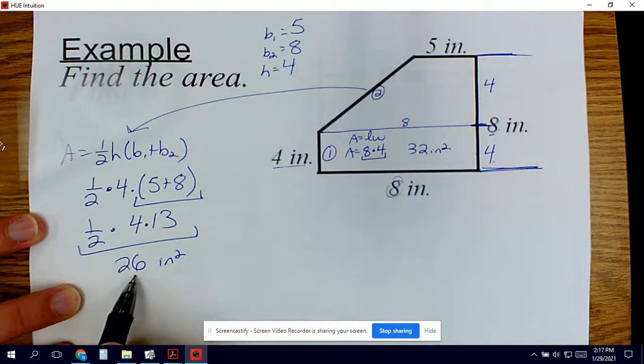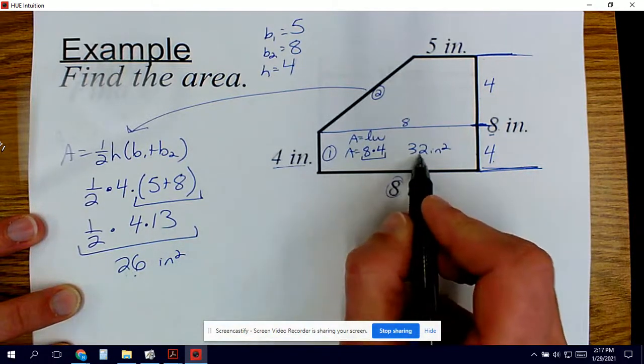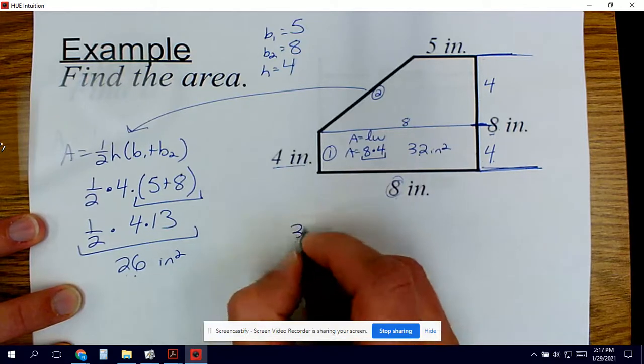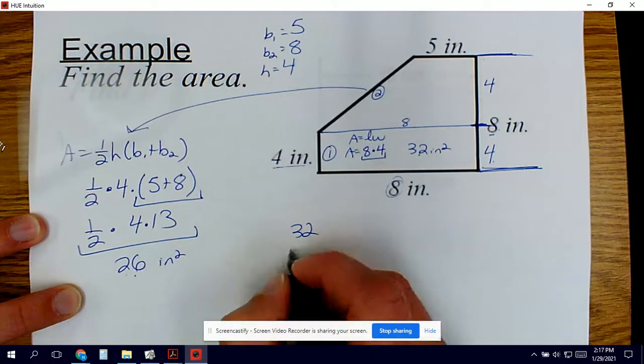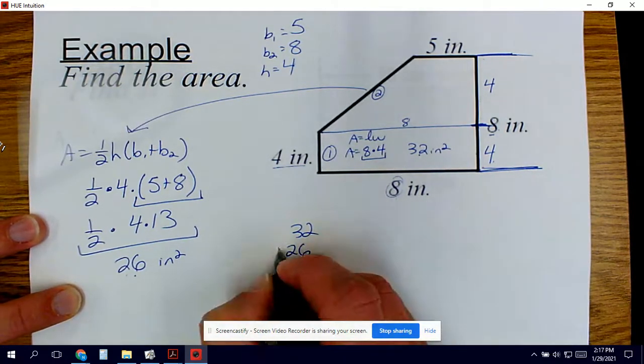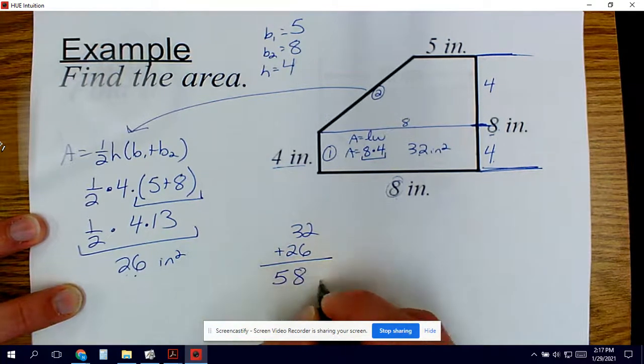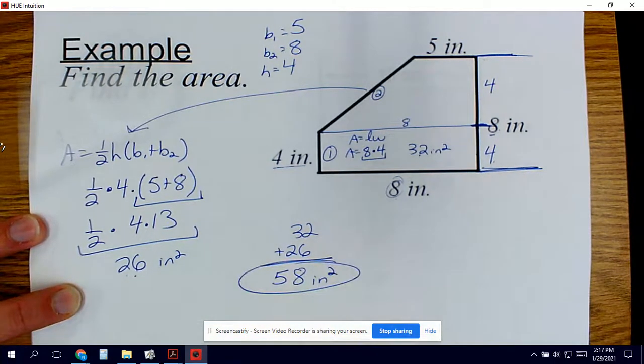Now remember, that's just the trapezoid. We still want to combine it with our rectangle from before. So 32 square inches for the rectangle, 26 square inches for the trapezoid. Combining that gives us a total area of 58 square inches.